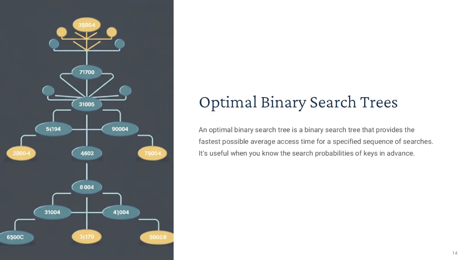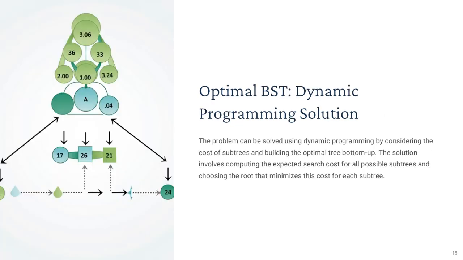For each range of keys, we select the root that minimizes the total cost. This method has a time complexity of O(n cubed), which is feasible for moderate-sized problems. The resulting tree is optimal in terms of average search time and is widely used in database indexing and other applications.